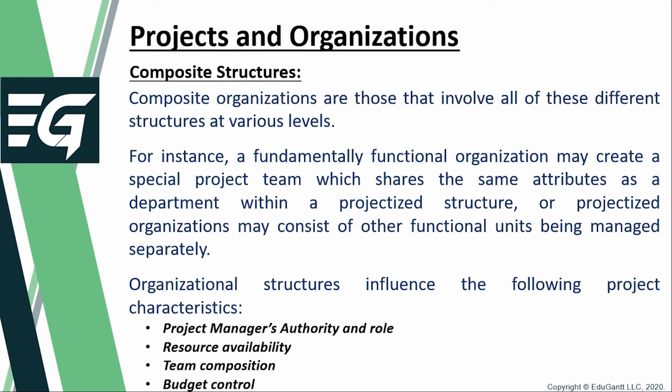So organizational structures influence the following project characteristics: the project manager's authority and role, resource availability, team composition, and budget control. So just a quick recap: it is important that project managers are well aware of the type of organizational structure that the organization within which they have to manage a project has, so that they can align themselves with the correct individuals to make sure that they can negotiate resource availability, exercise some form of control over budget, albeit through managers or functional managers, whichever the case may be. And they must also be quite aware of the culture within the company so that they can make sure that they execute the work in alignment with what the expectations of the employees in that company is.